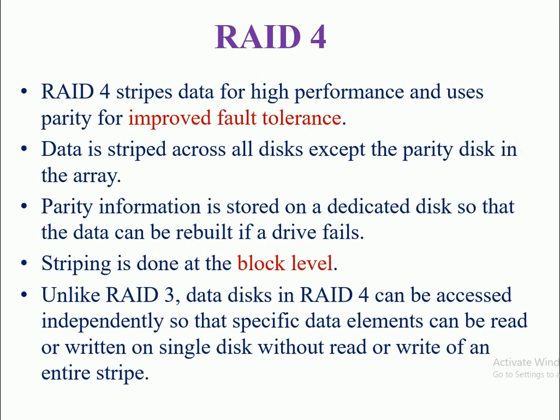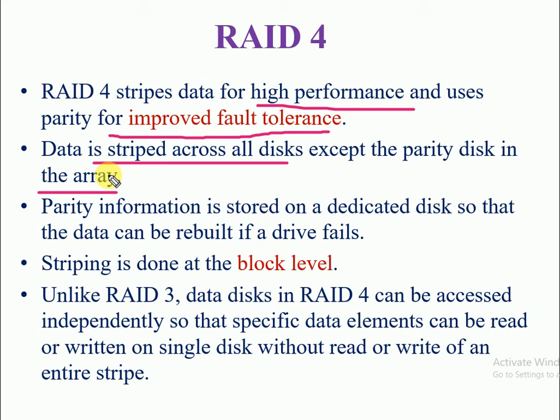Now we will move to the fourth level, that is RAID 4. The working of RAID 4 is like it stripes data for high performance, similar to the previous one, and it also uses parity for improved fault tolerance. When we compare to RAID 3, we are having an improved version of the fault tolerance mechanism that is applied to RAID 4. So data is striped across all the disks except the parity disk in the array.